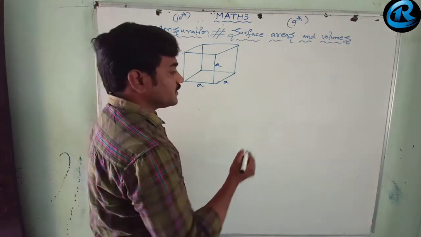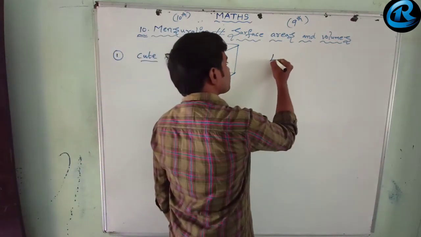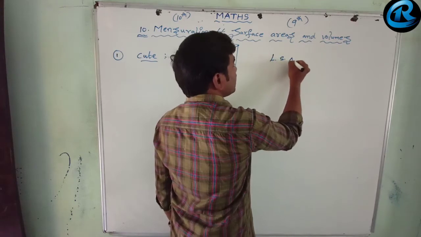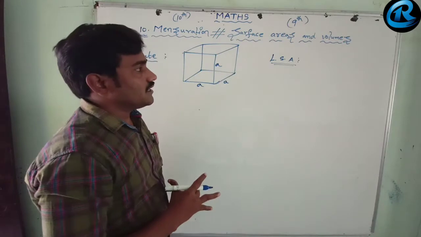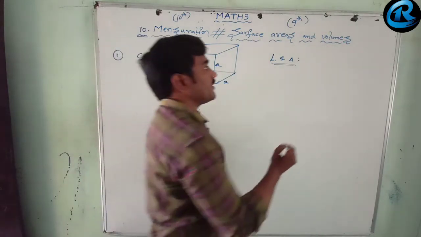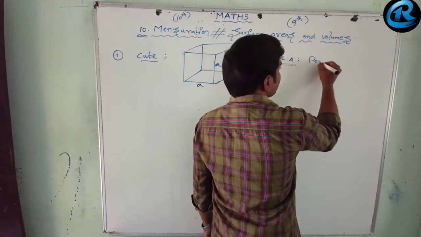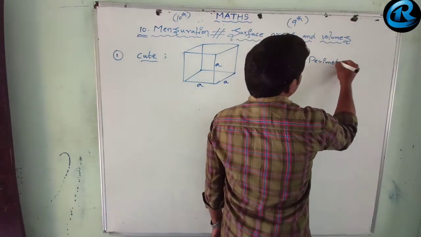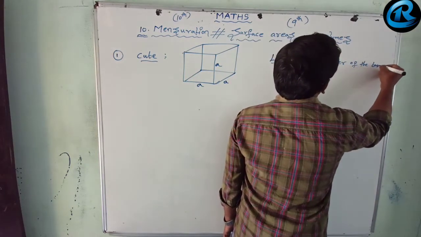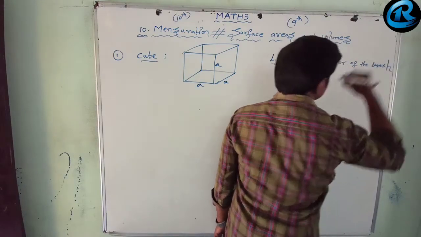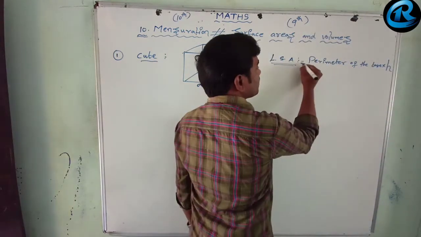So let us find the three formulas, starting with the lateral surface area. What is the formula of lateral surface area? Perimeter of the base into height. So what is the perimeter of the base?